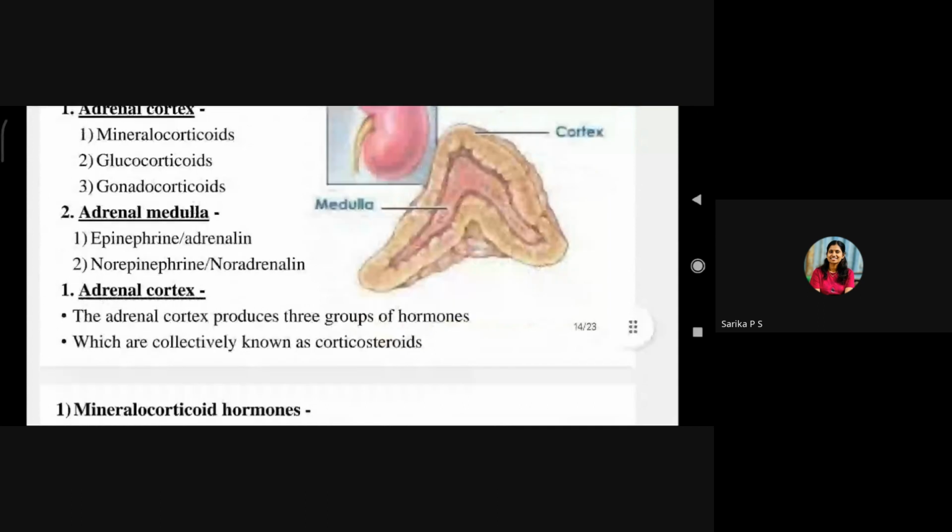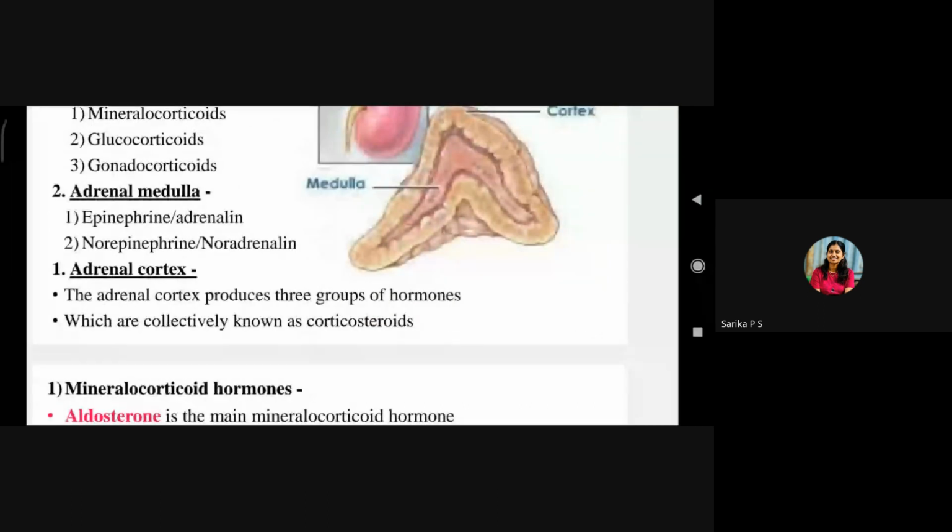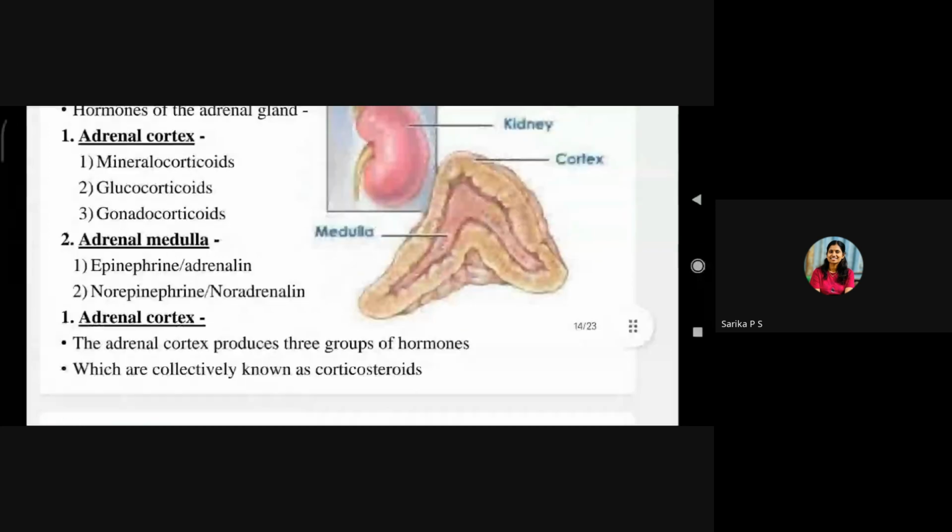Now adrenal cortex produces three groups of hormones which are collectively known as corticosteroids. Basically, these hormones are steroid hormones, and they are produced by adrenal cortex. That is why they are known as corticosteroids. So what are those? Mineralocorticoids, glucocorticoids, and gonadocorticoids. And the other two hormones produced by adrenal medulla are epinephrine or adrenaline and norepinephrine or noradrenaline.